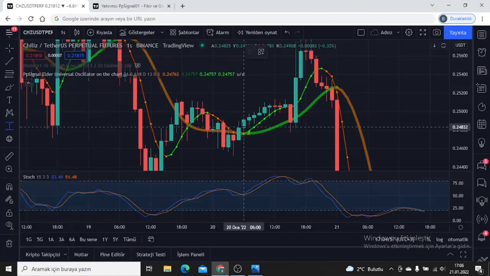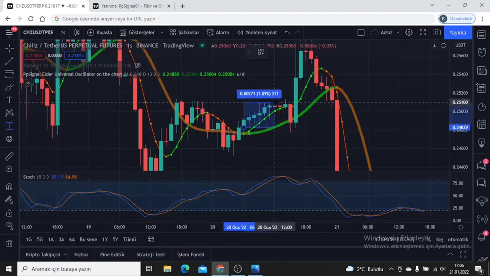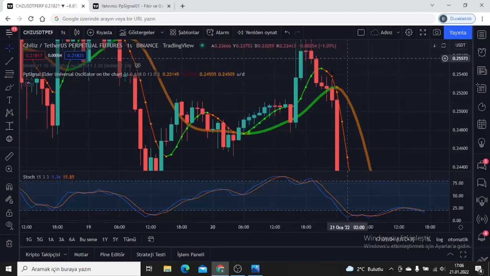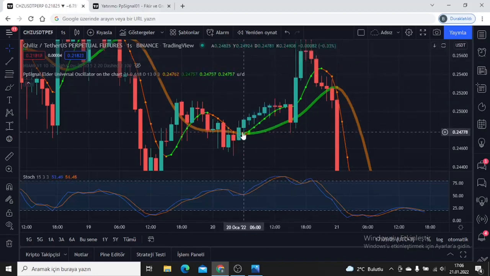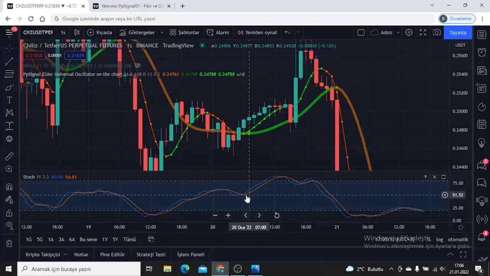I am giving an example, and there is a very good example here. When we take it in the price range here, I'm assuming we entered the transaction here. It showed an average increase of about 1%. Now here is what I want you to see.